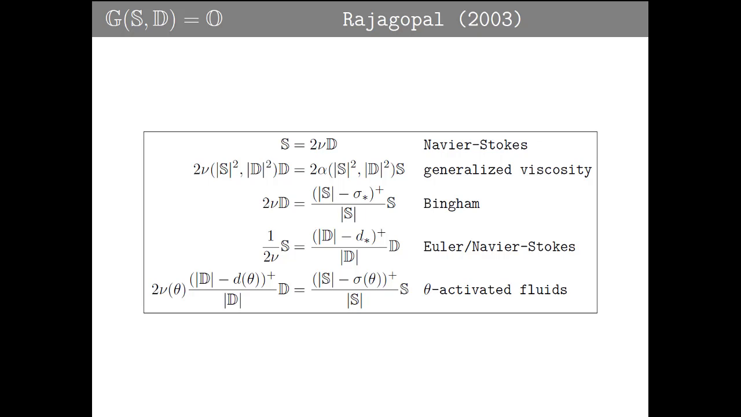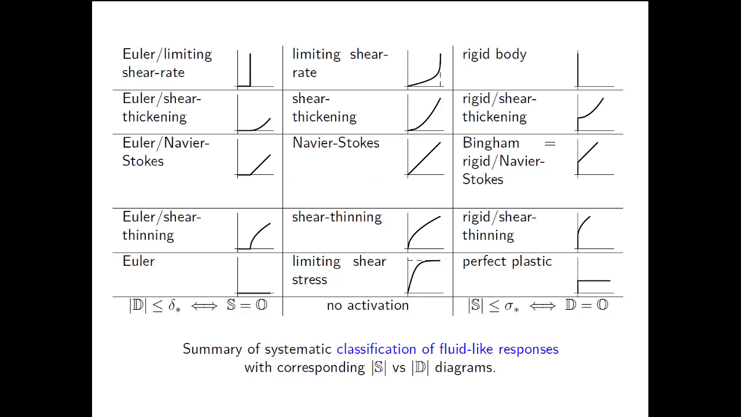Instead of really describing the models which are included, I prepared here this table. So here you see this Navier-Stokes fluid in the middle. The Euler fluid is the model. So basically these are the graphs where on this axis you have the S and on the x-axis you have D. So this is the S-D relations. So this is Euler, this is Navier-Stokes, and this line would correspond to the rigid bodies.